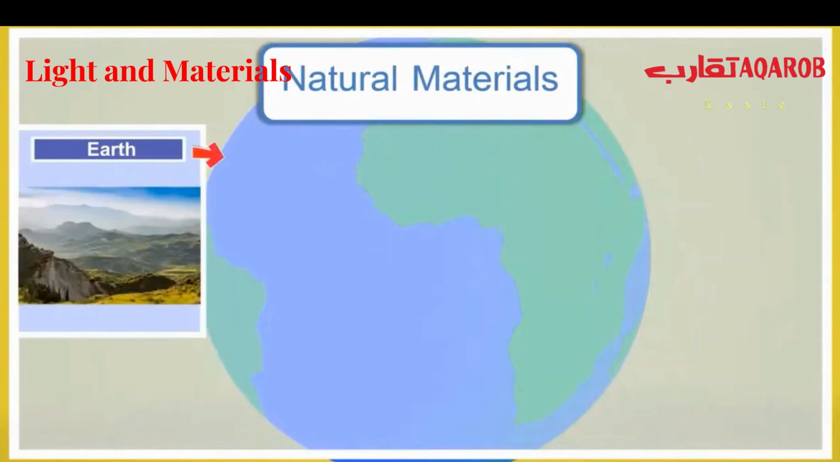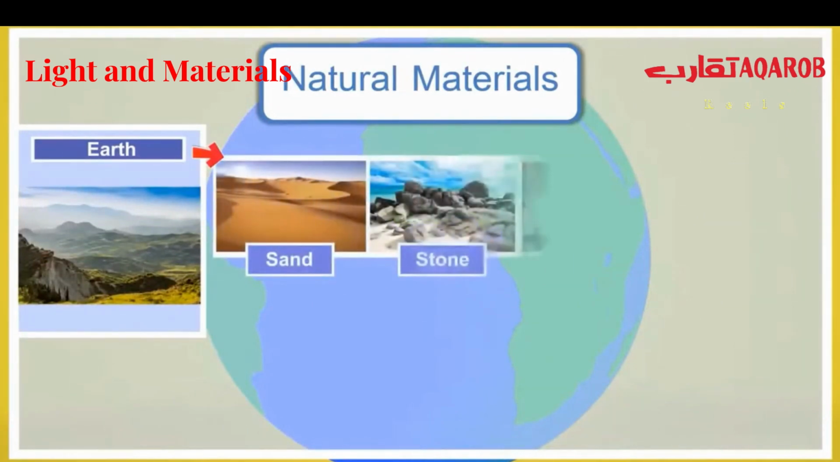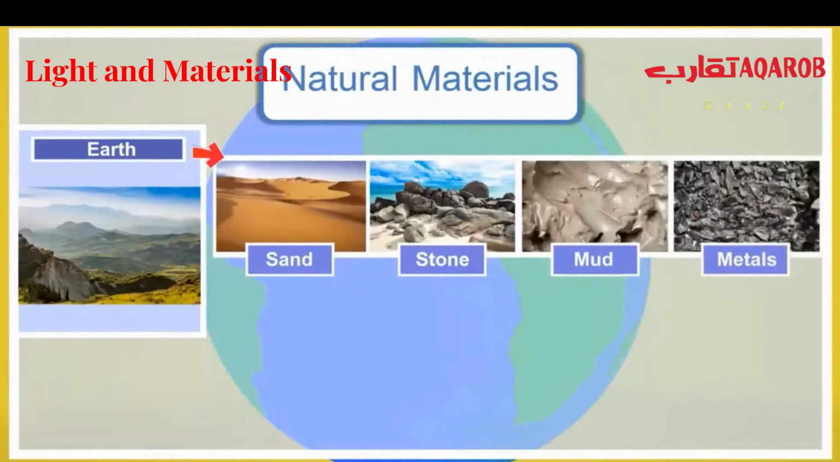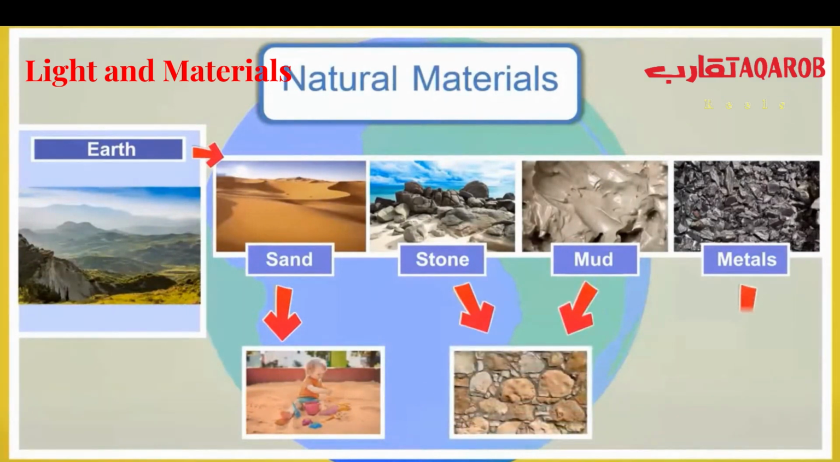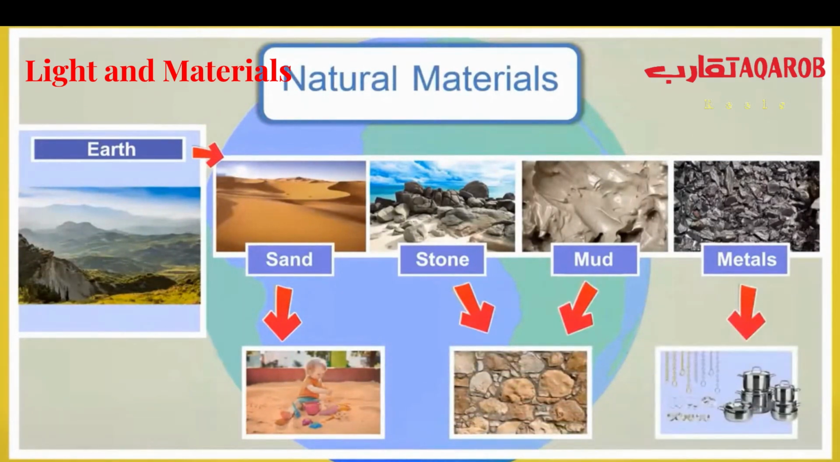The earth provides us with many natural materials such as sand, stone, mud, and metals. We use these natural materials that the earth provides us in order to make many different things. We use sand in gardens and playgrounds. We use stone and mud for buildings, and metals for jewelry and household items.